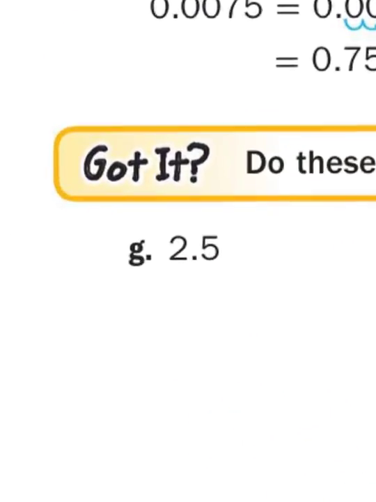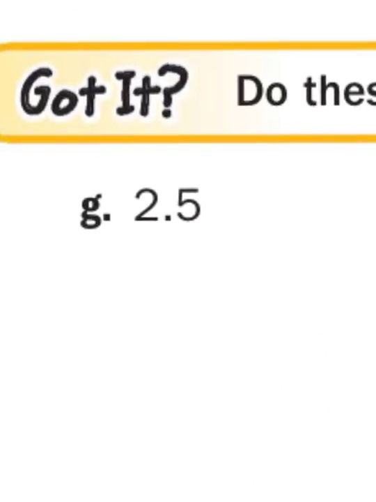Okay, let's see how you did. So let's start with 2.5. I'm going to write DEEP. So I've got to go twice to the right, add my 0, once, twice. You should have 250%.